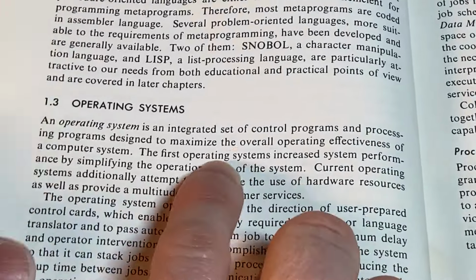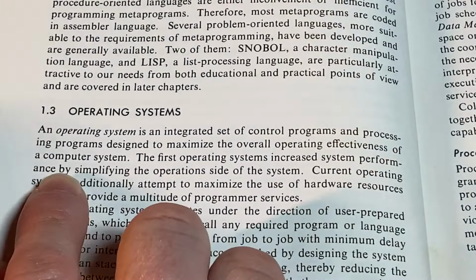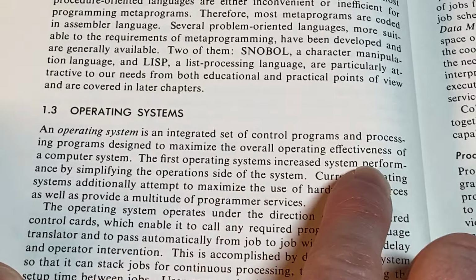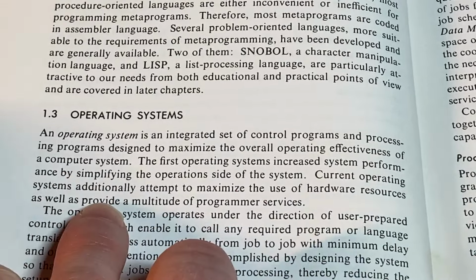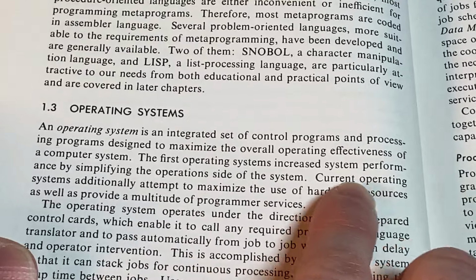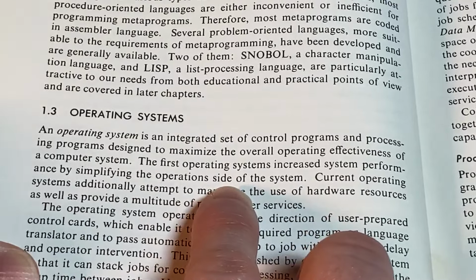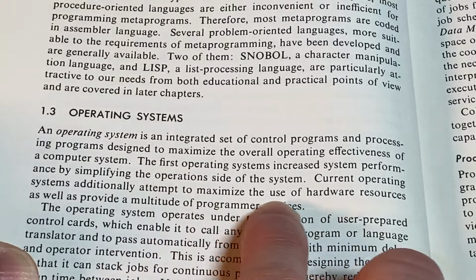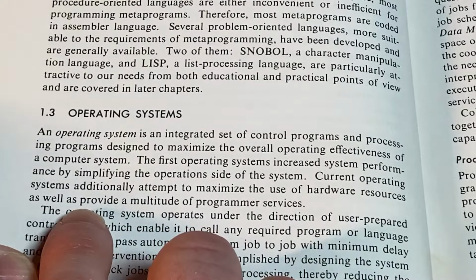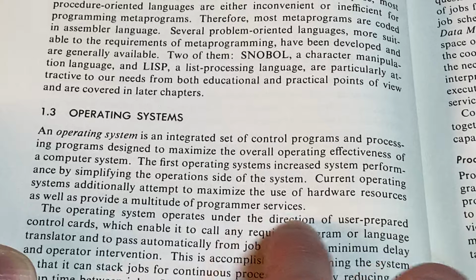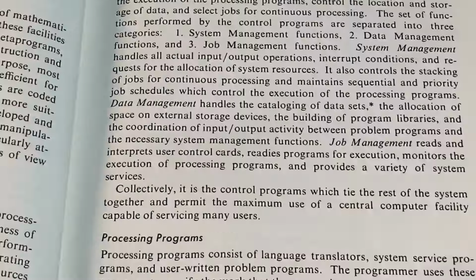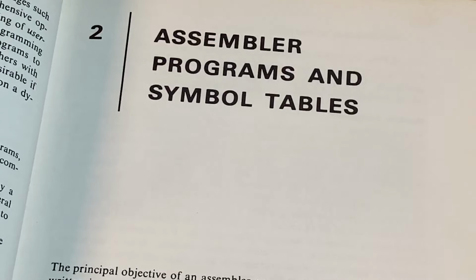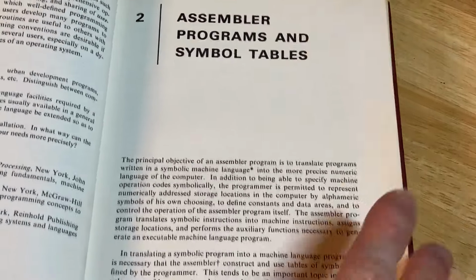An operating system is an integrated set of control programs and processing programs designed to maximize the overall operating effectiveness of a computer system. The first operating systems increase system performance by simplifying the operation side of the system. Current operating systems additionally attempt to maximize the use of hardware resources as well as provide a multitude of programmer services. Control programs, processing programs. Then here we have assembler programs and symbol tables. This is the second part, second chapter.